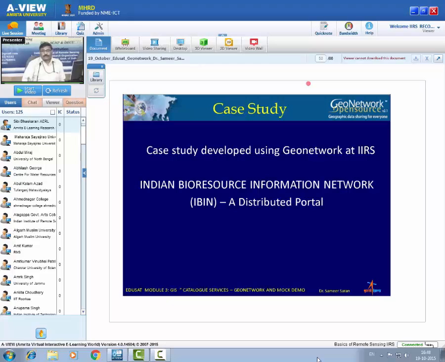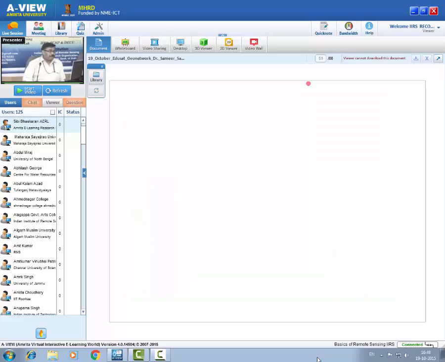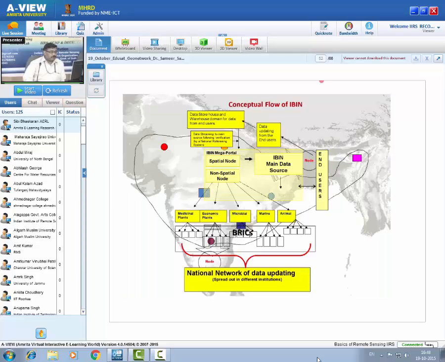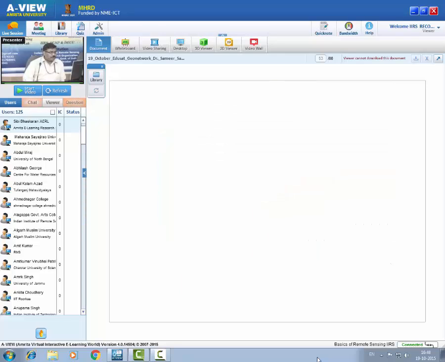So one of the case studies available within IARS, and we have in fact one project called the Indian Bioresource Information Network, which is a distributed portal wherein the data from different networking organizations are coming, and we are generating the web services of those particular data sets, and after that this data can be accessible through a searching mechanism. So this is a little bit more about the distributed data sets, so I will not go into the details. This is the overall conceptual flow of the Indian Bioresource Information Network.